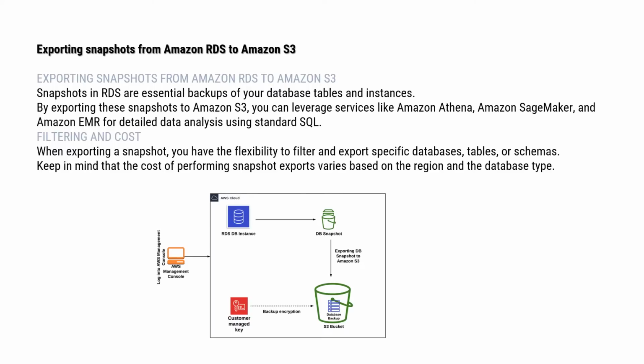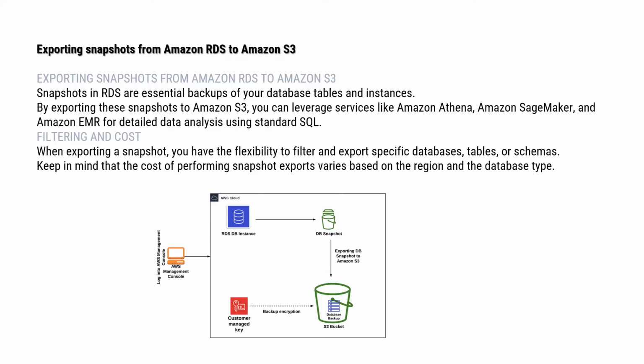If you're looking to perform in-depth analysis of your database data using specialized tools like Amazon Athena, exporting snapshots from your Amazon RDS to Amazon S3 might be a solution you need. Snapshots in RDS are essential backups of your database tables and instances. By exporting these snapshots to Amazon S3, you can leverage services like Amazon Athena, Amazon SageMaker, and Amazon EMR for detailed data analysis using standard SQL.